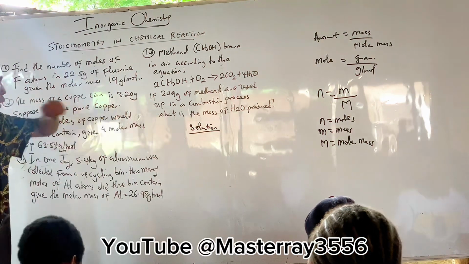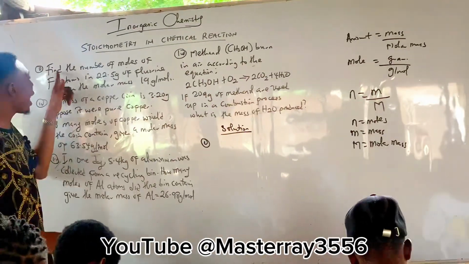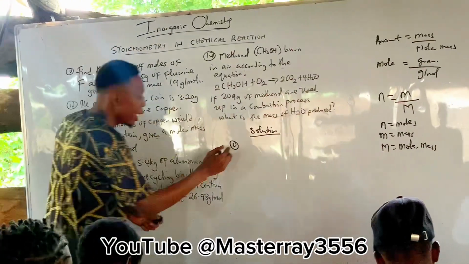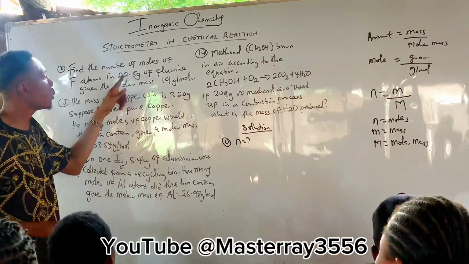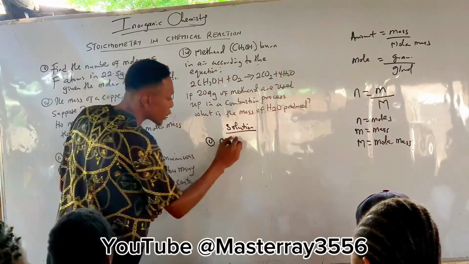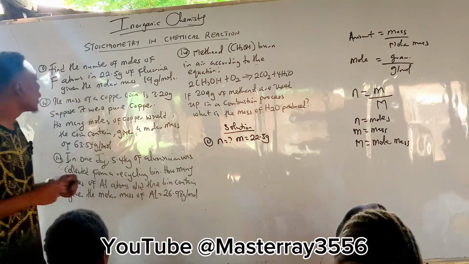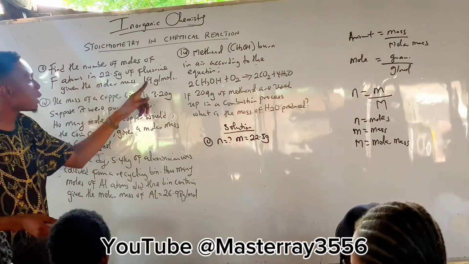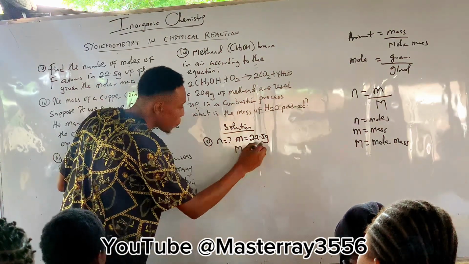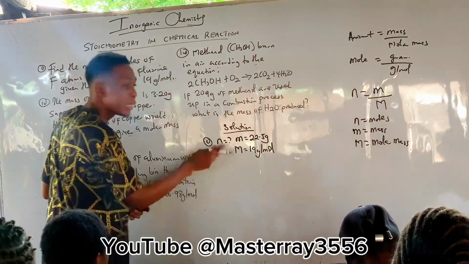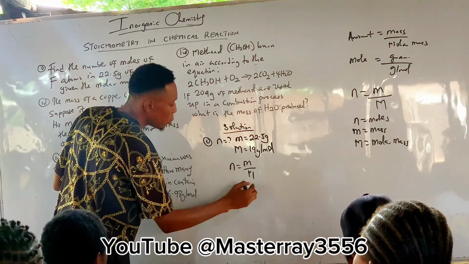Okay, for number one question here, please pay attention. We are told to find the number of moles, so we are looking for n. Find the number of moles of fluorine atom in 22.5 gram of fluorine. So we are given our mass, 22.5 gram. Then we are given the molar mass, big M, to be 19 gram per mole. So what are we looking for? Small n. So this time around we have n equals mass over molar mass.